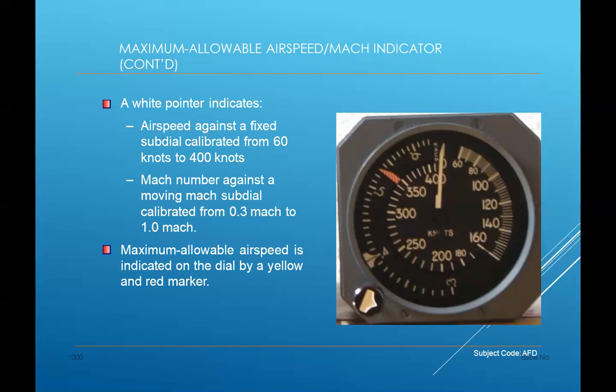A white pointer indicates airspeed against a fixed subdial calibrated from 60 knots to 400 knots. Mach number is indicated against a moving Mach subdial calibrated from 0.3 Mach to 1 Mach. Maximum allowable airspeed is indicated on the dial by a yellow and a red marker.